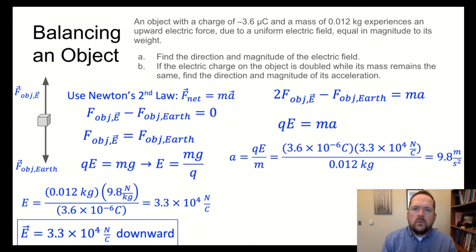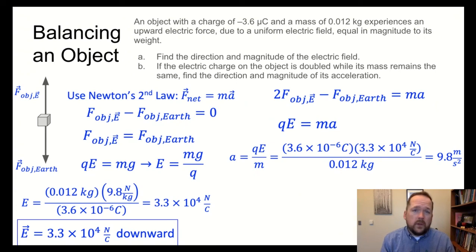So you take the charge, 3.6 times 10 to the negative 6 coulombs. You take the strength of the electric field, 3.3 times 10 to the 4th newton per coulomb. And if you multiply those together and divide by the mass of 0.012 kilograms, you find, surprise, 9.8 meters per second squared. Actually, that shouldn't be a surprise, because the electric force used to be the same size as the gravitational force.